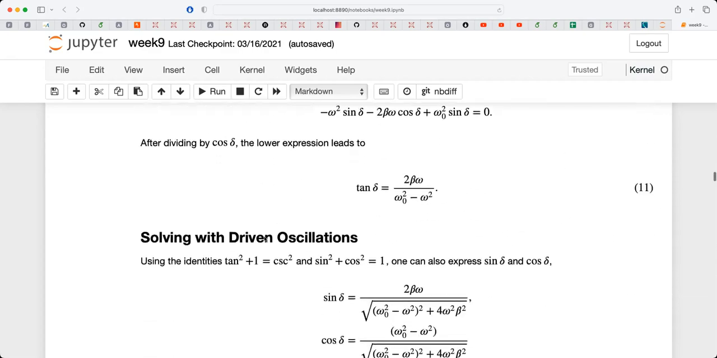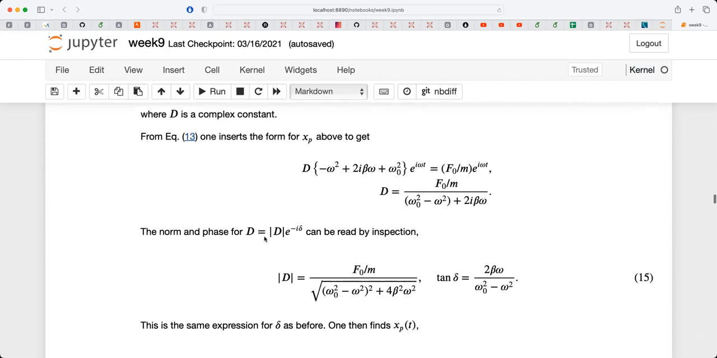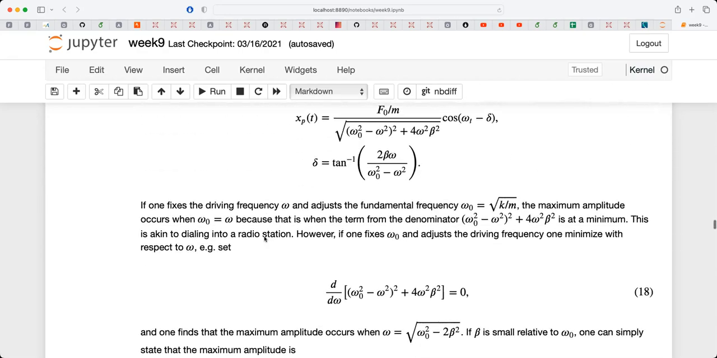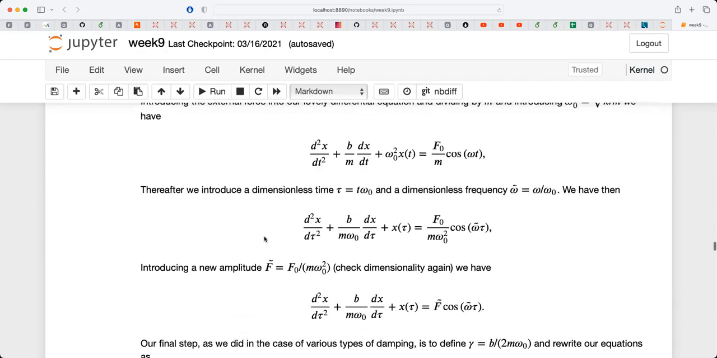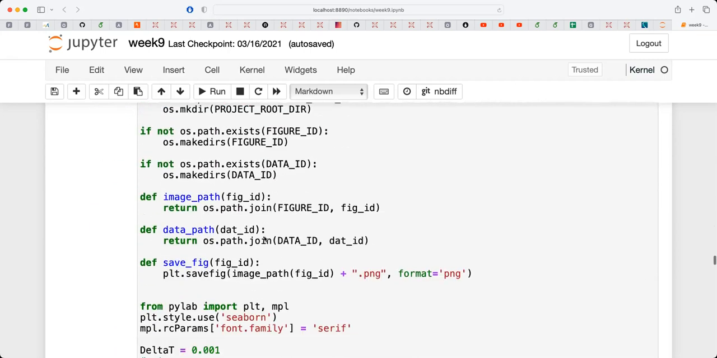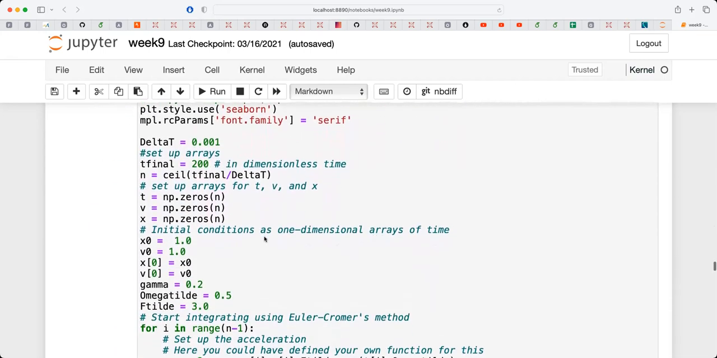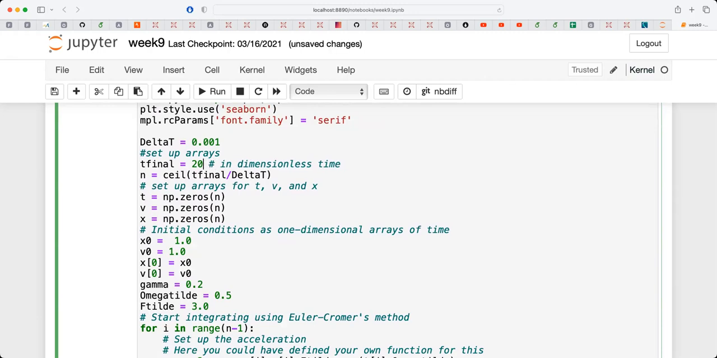And if we just scroll down in this week's lectures, you will find first all the mathematical exercises, but then we have the numerical solution. And in this case, the numerical solution is actually not very difficult. So we fix the delta t. In this case, I'm going to set up a shorter final time of 20. And I'm going to take away the external force.